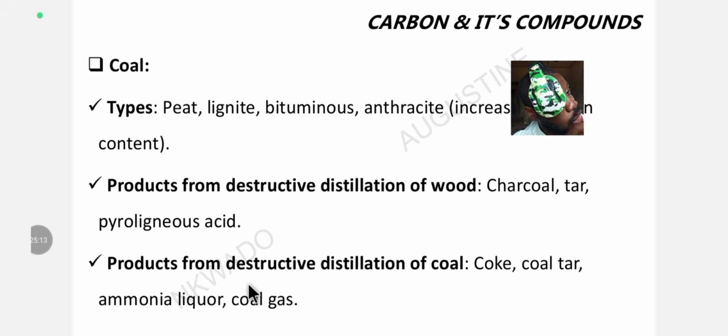What are now the products formed from the destructive distillation of coal? Remember, we just looked at the destructive distillation of wood. Now we are looking at the destructive distillation of coal. What are the products formed? The products formed from destructive distillation of coal are coke, coal tar, ammonia liquor, and coal gas. Four products from destructive distillation of coal.